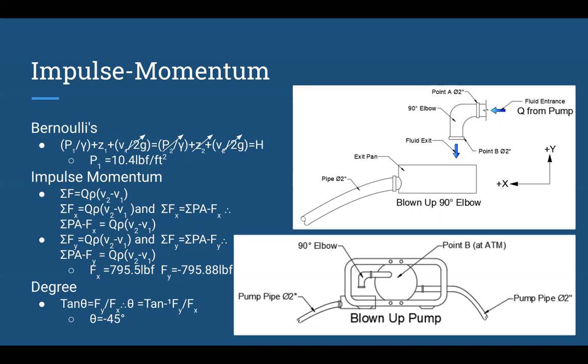And with applying these variables, we're able to conclude that F of x was 795.5 pounds, while F of y was negative 795.88 pounds, and that then allowed us to apply the standard trigonometric identity equation, where tan theta is opposite over adjacent, and we were able to deduce that the angle of the resultant vector was negative 45 degrees.